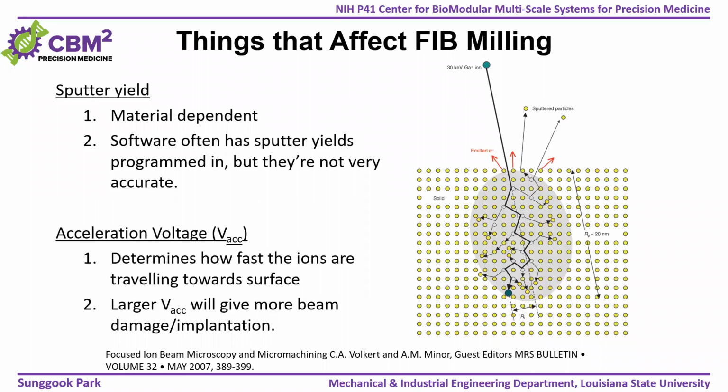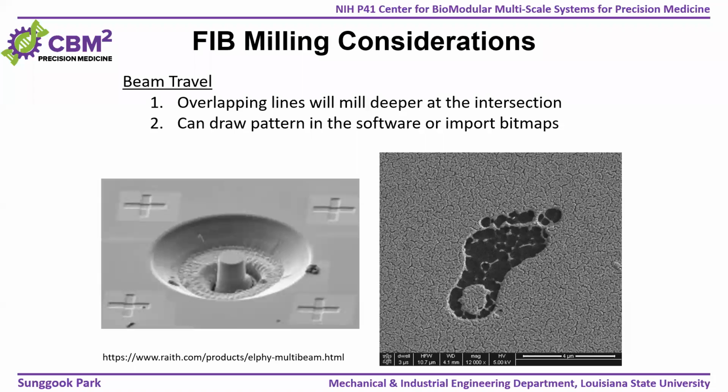Okay, and also, again, material will be sputtered. Depending on the types of materials, how the material is removed will be different. So you also have to consider the substrate material to mill, and also the acceleration voltage. This means how fast the ions will bombard into the surface. And then I think the last thing is that you need to think about the beam travel. It's very similar to the pixel spacing.